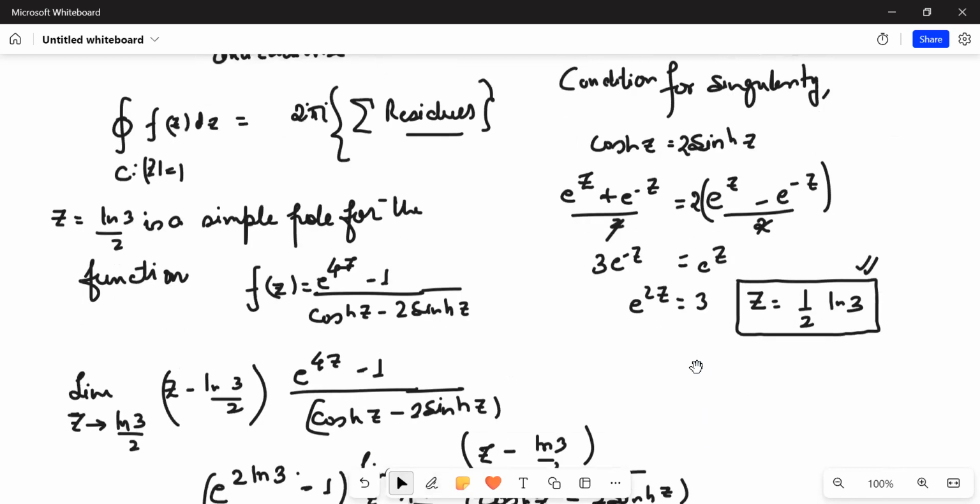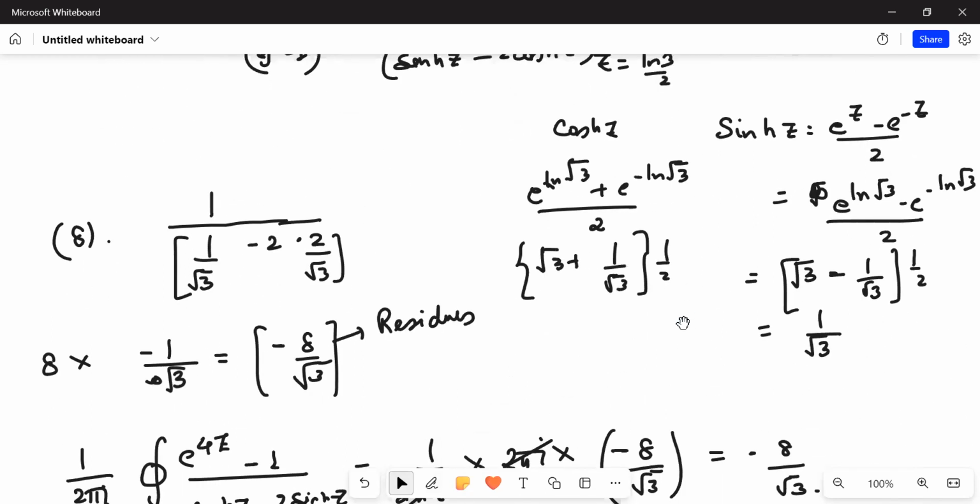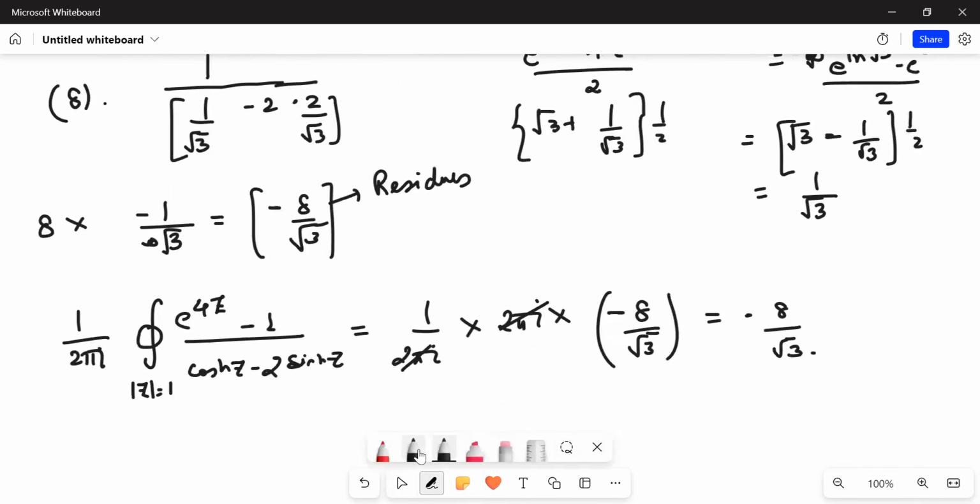So clearly 8 upon root 3. So z is equal to ln 3 upon 2. So ln 3 is less than 1 only. ln 3 by 2 is less than 1 only. So clearly this will lie inside the contour. Since it lies inside the contour, I have found the residue, and the residue is minus 8 upon root 3. So overall, this should be the answer. I hope everybody has got this particular solution. If there is a doubt, please let me know. Till then, take care. Bye.